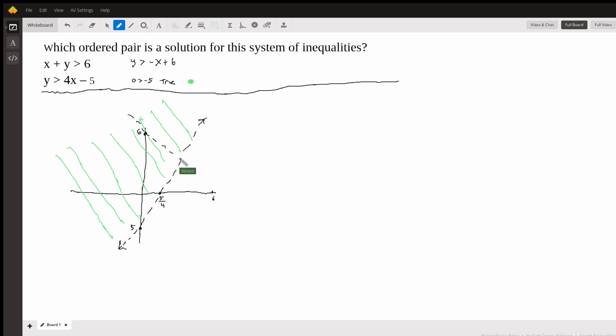pretty much the way I did earlier. So there's my dashed line. And now I'm going to shade this. So I'm going to use 0, 0 again. I'm going to get 0 greater than 6. And that's false.